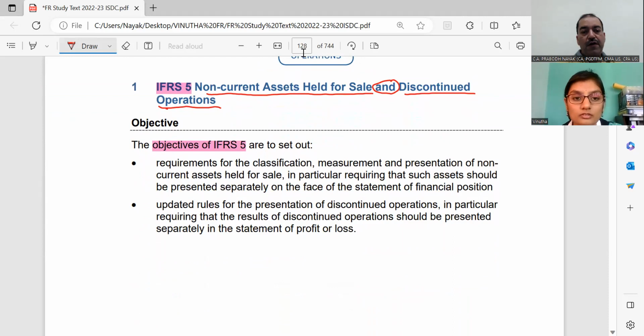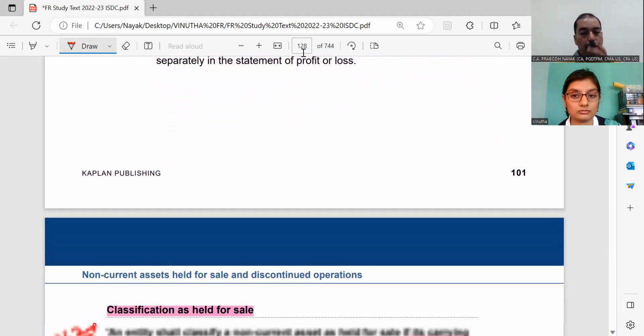The objectives of IFRS 5 are to set out requirements for the classification, measurement, and presentation of non-current assets held for sale. In particular, requiring that such assets should be presented separately on the face of the statement of financial position. That means they should be shown in the balance sheet. Updated rules of the presentation of discontinued operations, in particular requiring that the results of discontinued operations should be presented separately in the statement of profit or loss.